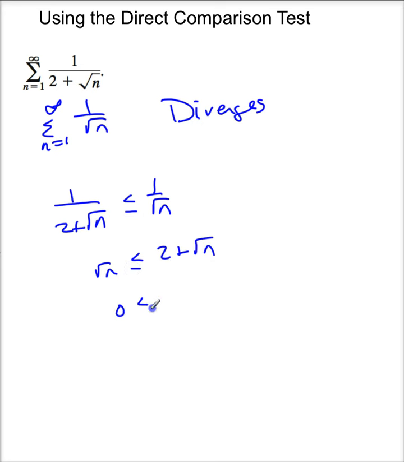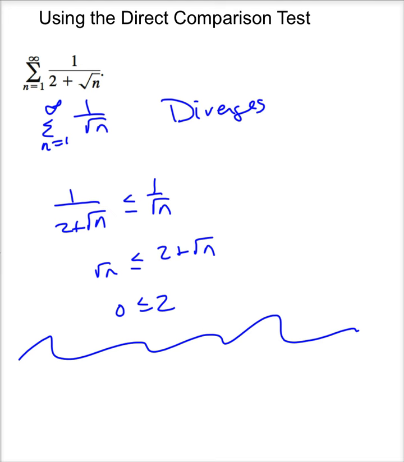And lo and behold, the divergent series is greater than the series we're looking at. No, what I needed was for this to go the other way. I needed to show that this was greater than 1 over the square root of n. So this doesn't fit. As much as I want it to, this one doesn't fit. So I need to try another series.